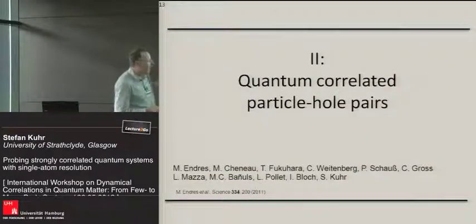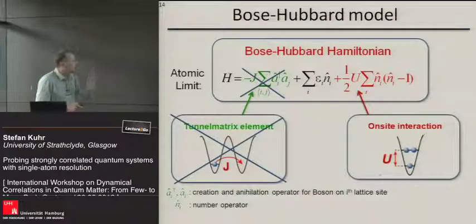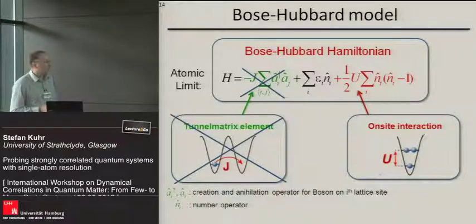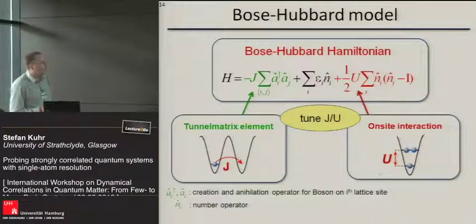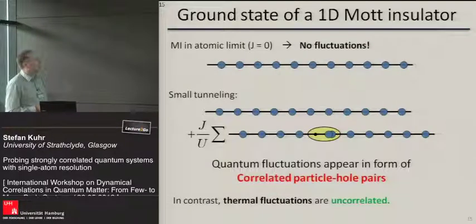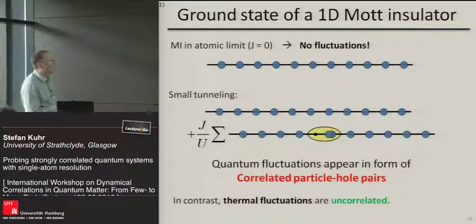Okay, so what you have seen now was the Mott insulator in the atomic limit, where the tunneling was completely suppressed, and now we should have a closer look at what happens when we allow tunneling, when we tune J over U. In the following, I will also restrict myself to one-dimensional systems. So for what you have already seen in the atomic limit, where we have no tunneling, basically the ground state of the system is rather boring. So we have ideally no fluctuations and perfect unit occupancy, 1 atom on every lattice site.